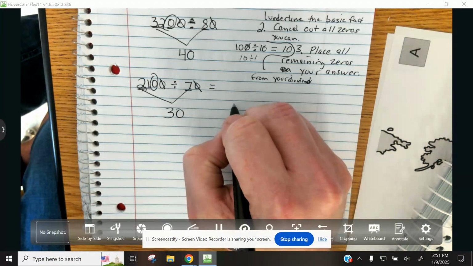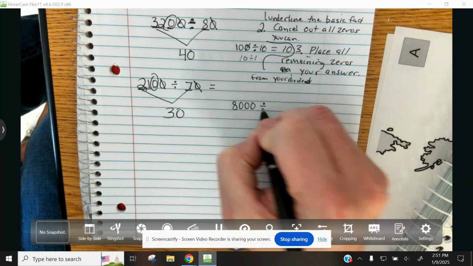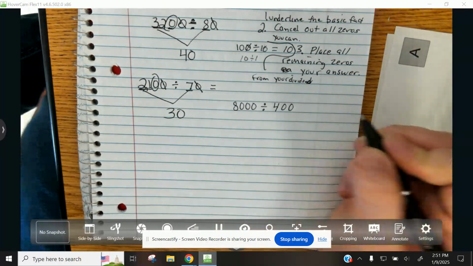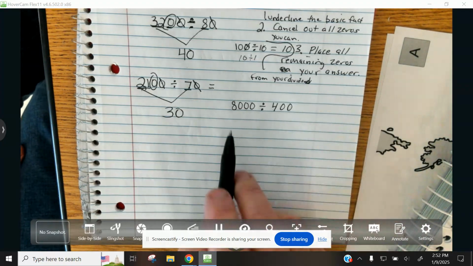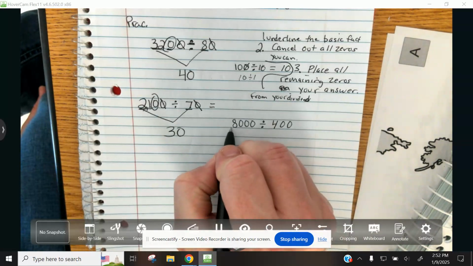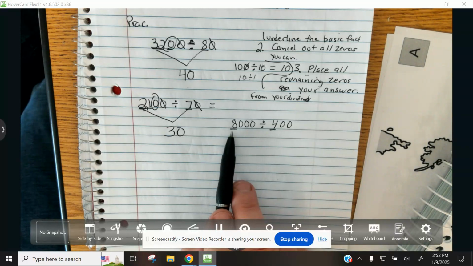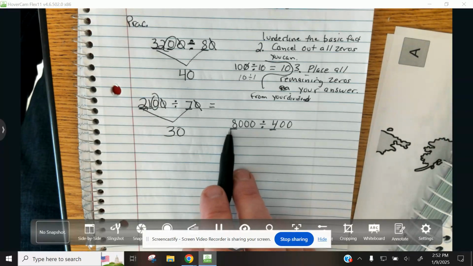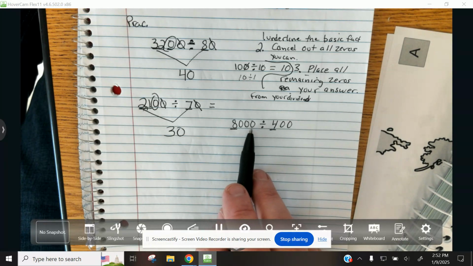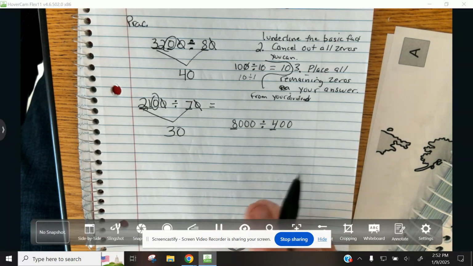Let's go 8,000 divided by 400. Okay? So what is our answer here? Well, first off, we want to underline the basic fact. Basic fact, I'm just going to underline the 8 divided by the 4. Notice I'm leaving off all my zeros. So I'm looking at this as just a basic fact problem instead of an 8,000 problem. Okay, that's why I have rules 2 and 3 in place for canceling out zeros and then putting the remainder zeros on.